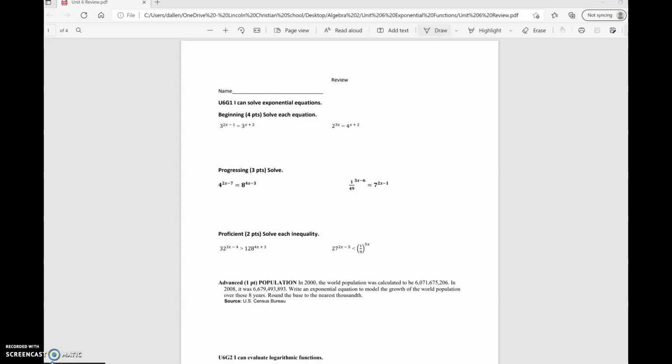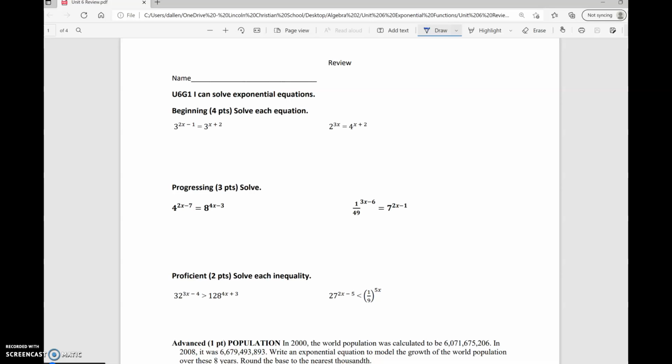All right, so we are looking at exponential functions. This is your review. On this first part, we're solving exponential equations. So you're wanting to get the bases the same is our strategy for this. Since these bases are already the same, they just cancel each other out because I have 1 on each side. So 2x minus 1 equals x plus 2. And then I'm just solving for x. So subtract x and add 1.